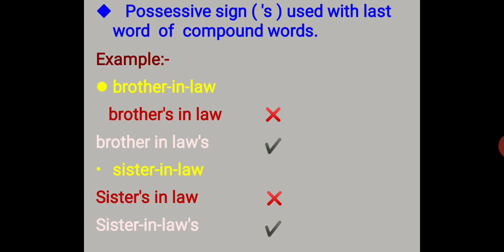So now we have clarity. Whenever there are compound words in the sentence and we want to write them in a possessive form, we add apostrophe s after the last word of the compound word.